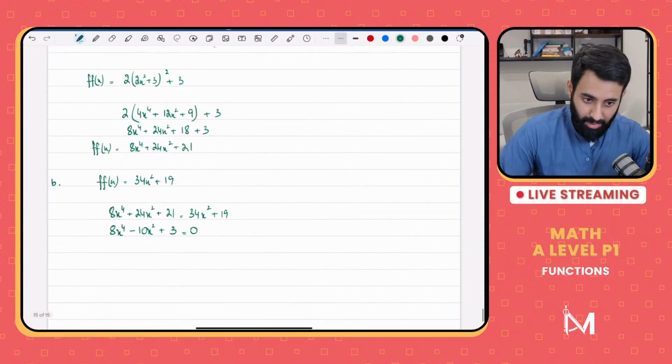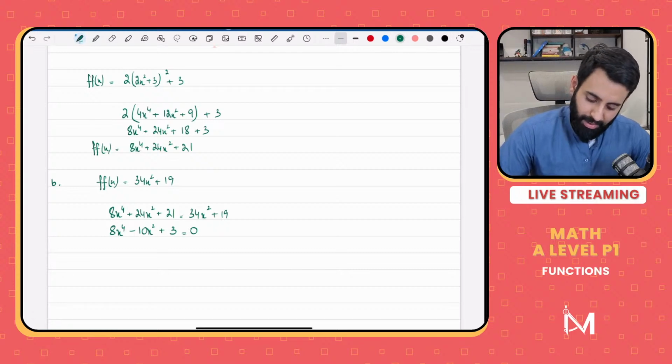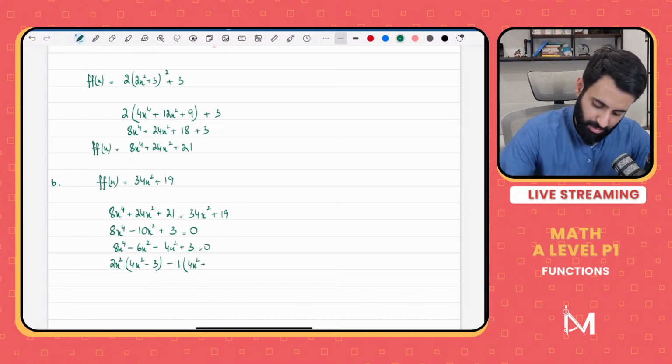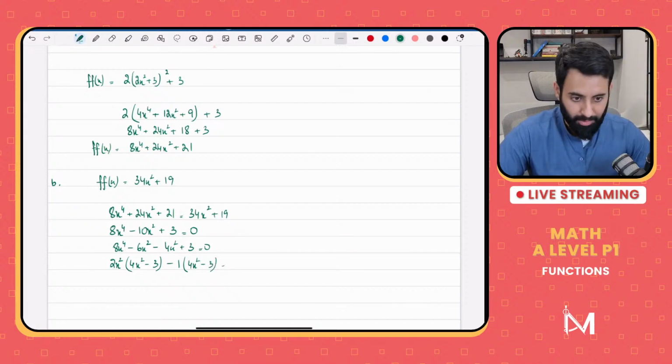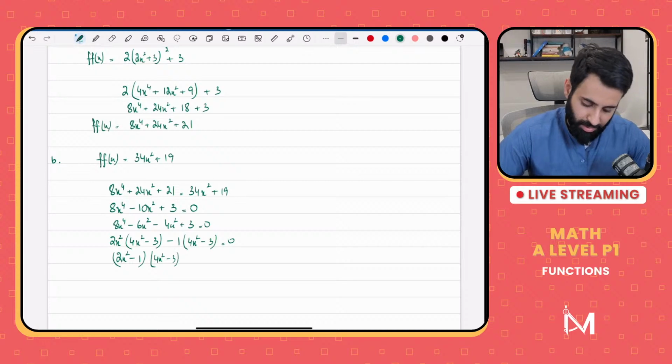Now, 8 times 3 is 24. We want factors of 24 that give us minus 10. So you guys are A-level students, I think with a bit of trial and error, you'll be able to figure that out. So minus 6x squared minus 4x squared plus 3, which is equal to 0. Now, what is it that we can take common? We can take 2 along with x squared common. So that would be 4x squared minus 3. And here we should take minus 1 common so that we have 4x squared minus 3 as well. And that's equal to 0. Now, 2x squared minus 1 into 4x squared minus 3, which is equal to 0.